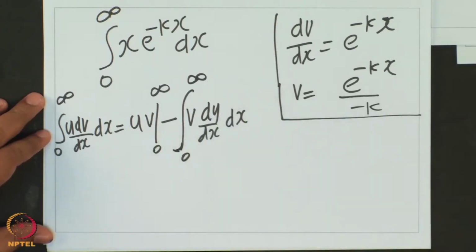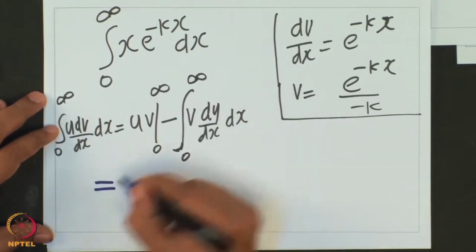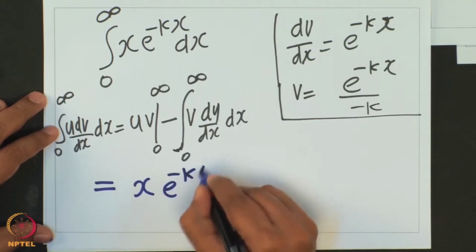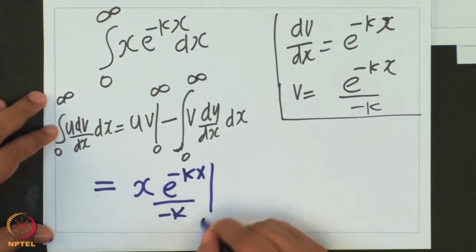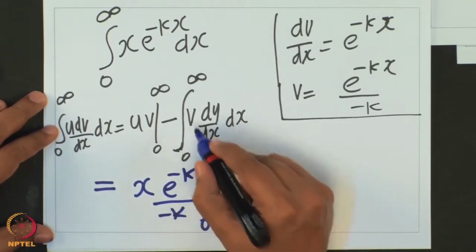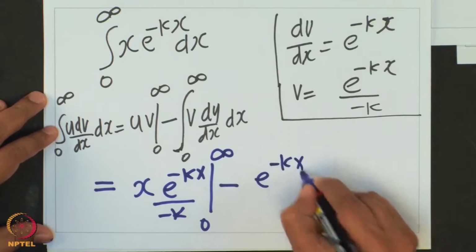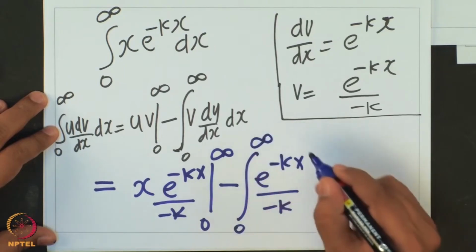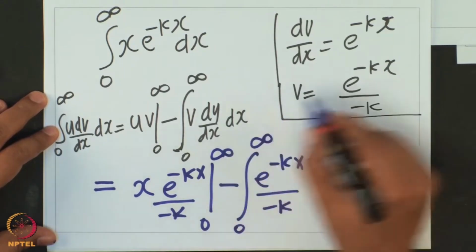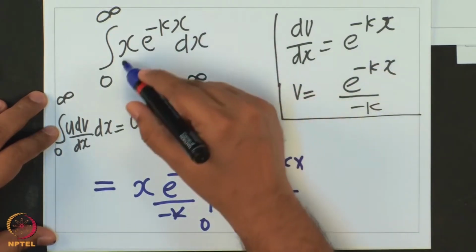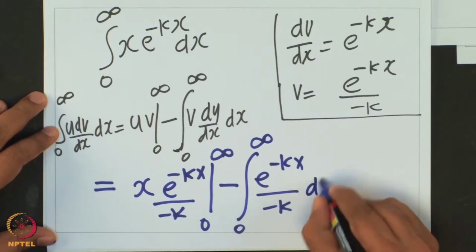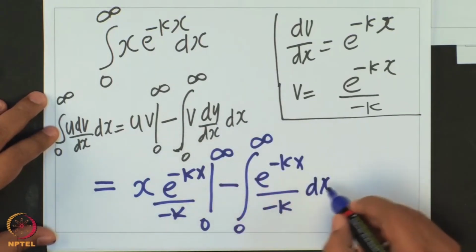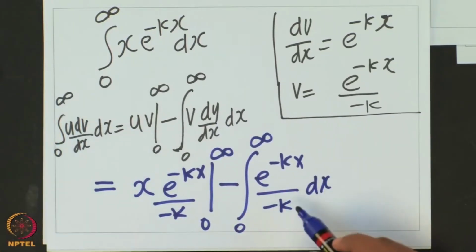This is the formula that we want. So let us apply this formula. The integral is equal to u times v, which is x times e power minus kx divided by minus k, from 0 to infinity, minus the integral from 0 to infinity of v, which is e power minus kx divided by minus k, times du. Here u is x, so du is 1, so that is dx: du by dx is 1, and dx. So this will be the answer. If I do this, I would get the answer.